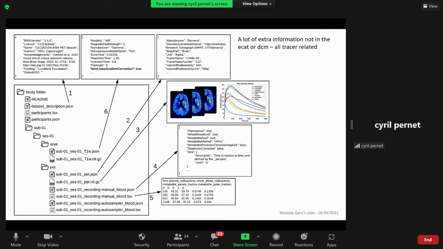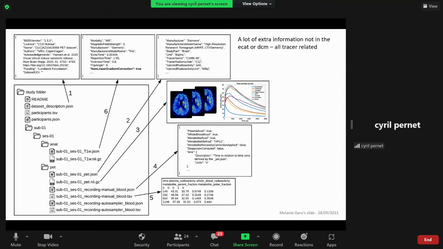The scanner will tell you this is scanner X, and this is possibly the kind of reconstruction technique that we have. But it's never going to tell you, hey, we used this type of tracer, this is the half-life of that tracer, and this is the amount of radioactivity we injected. All of this needs to be defined.